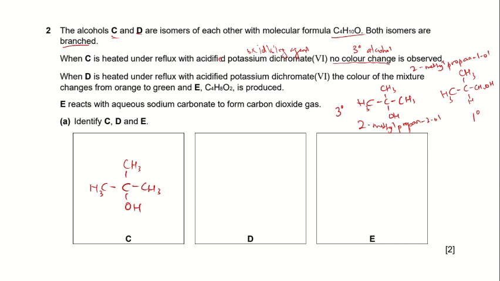So this is the structure of C. Now, D is just another branched alcohol with the same molecular formula. Since C is 2-methylpropan-2-ol, D will be 2-methylpropan-1-ol. Now let's look at more information about D. When D is heated under reflux with acidified potassium dichromate, the color of the mixture changes from orange to green. Yes, it is oxidized. The oxidizing agent changed color from orange to green. Oxidation of D forms E. Now, D is a primary alcohol, so it can be oxidized to aldehyde or carboxylic acid.